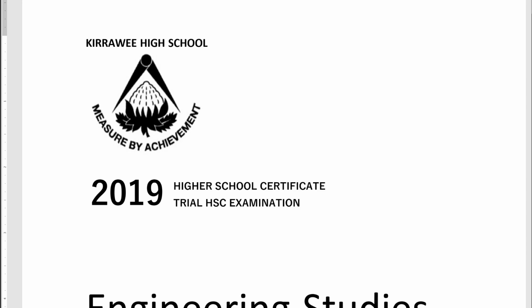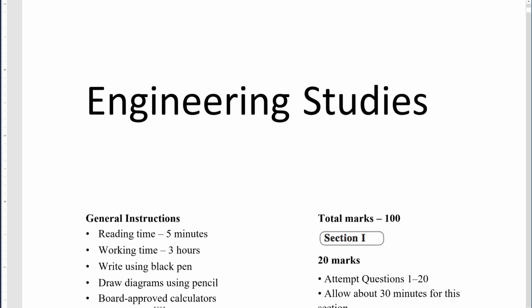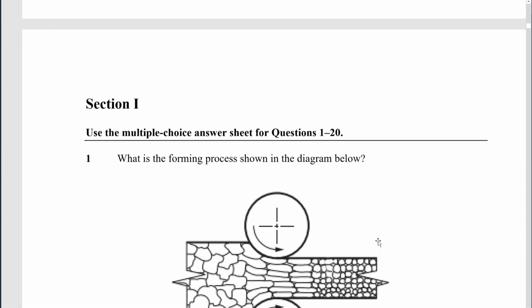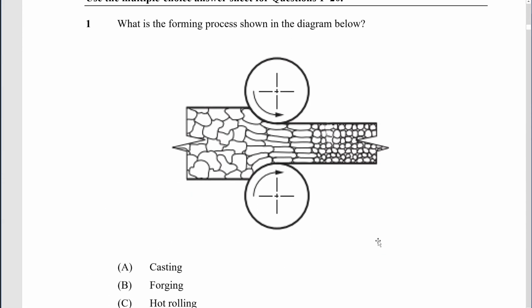In this video, I'm going to be going through the 2019 Trial HSC paper for engineering studies. So first of all, we have a question. What is the forming process shown in the diagram below?